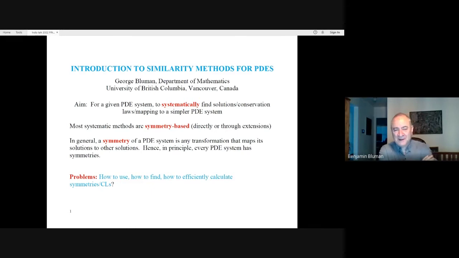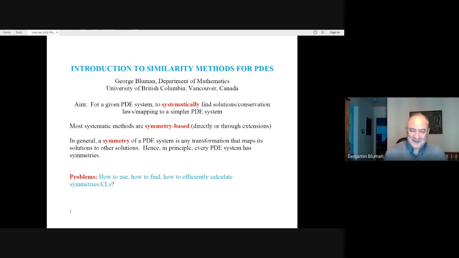So I'm going to be talking, as I mentioned, an introduction to similarity methods for partial differential equations, and similarity and symmetry are used interchangeably here. So I'll be scanning over a work which will cover a period of over 140 years.